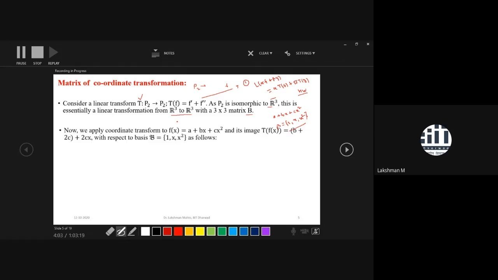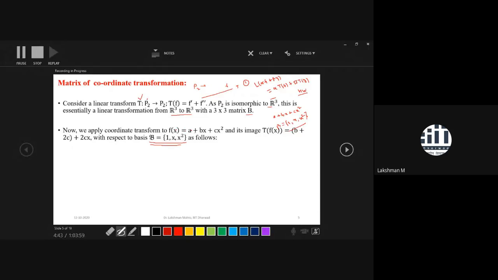What is that matrix? Now we will apply coordinate transform in order to map P2 to R3 and the corresponding target space P2 to R3 as well. Here the domain space is P2 and the target space is also P2. So we have to map the domain space to R3 and the target space to R3 as well. So how can we do this? We always need to take a basis. The basis we had taken here is 1, x, x square. This is the standard basis of P2.